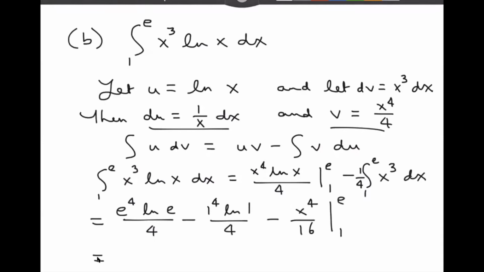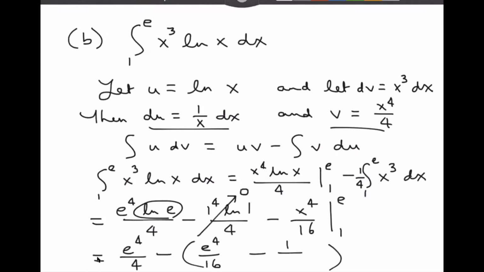All right, so natural log e is equal to 1. So this is just e to the fourth over 4. Natural log 1 is equal to 0, so we can ignore this term. And then, be careful with that minus sitting outside. This is going to be e to the fourth over 16 minus 1/16.